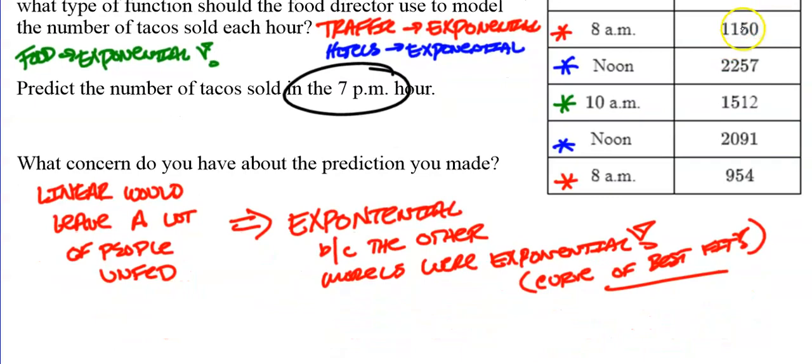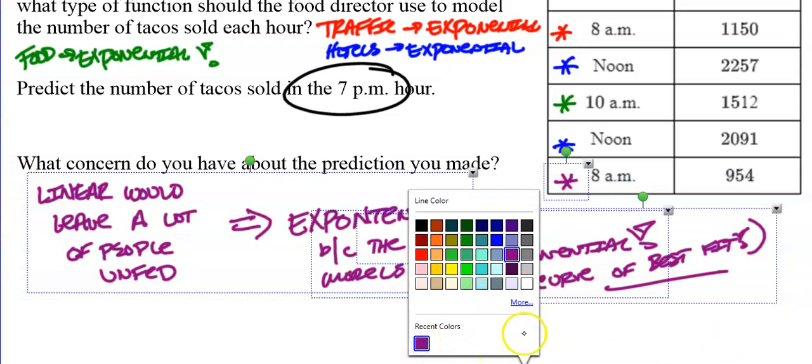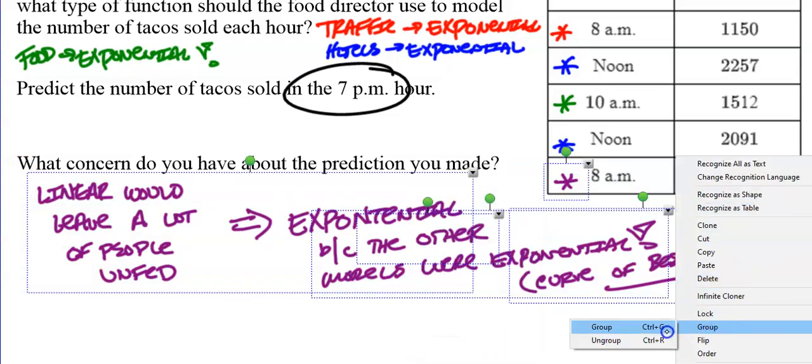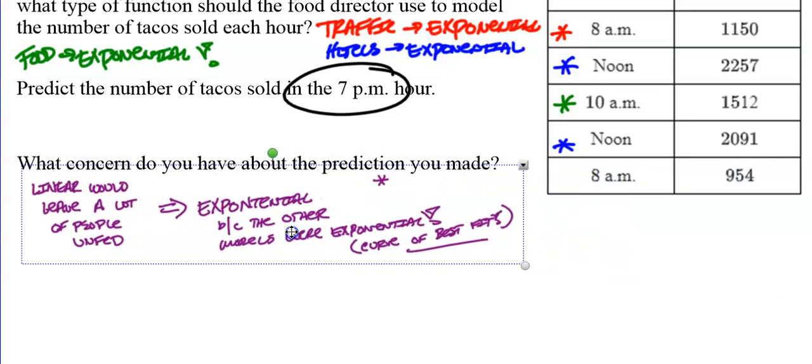So if we have 8 a.m., we take the average of 9:54 and 11:50. Let's make this a different color here. That'll be purple. So that's the concern: linear would leave a lot of people unfed. Exponential, because the other models were exponential, gives you a curve of best fit.